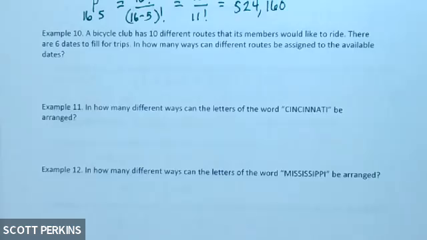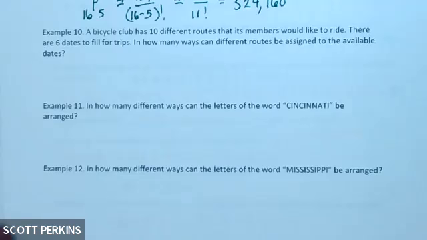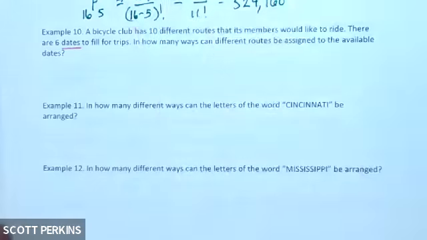Okay, so I've got a bicycle club. They have 10 different routes the members want to ride. There are 6 dates to fill for trips. How many ways can the different routes be assigned to available dates? So why is order important on this one? Yeah, because there are different dates. So where I'm going on March 1st can be different. Okay, so order is important.